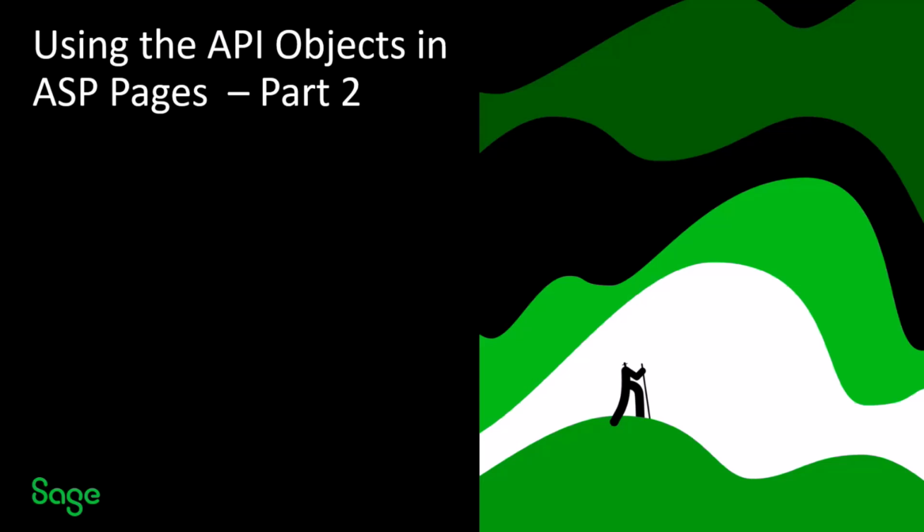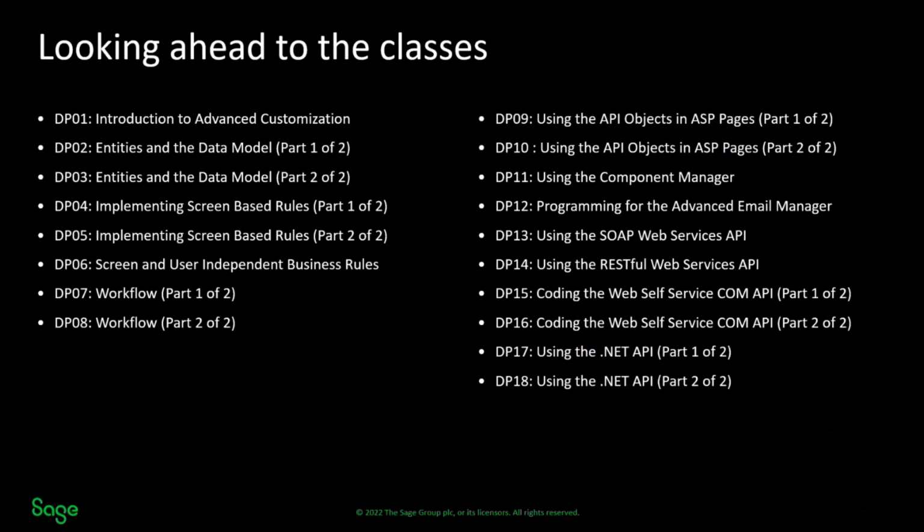We're looking now at the second of two lessons dealing with the idea of active server pages, ASP pages, as an API option within Sage CRM. This is the 10th lesson in the cycle of 18 that make up this developer series of lessons. We're going to be spending about an hour looking at all of the topics. As I said, it is the 10th within the cycle of 18 that we had set out.